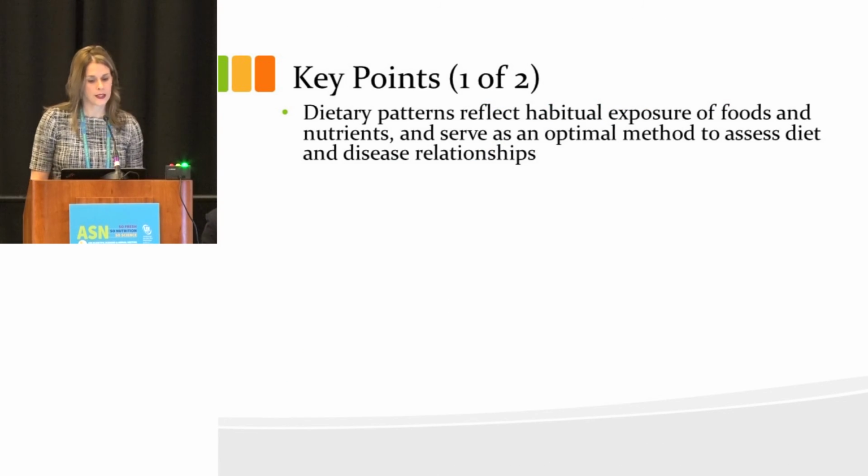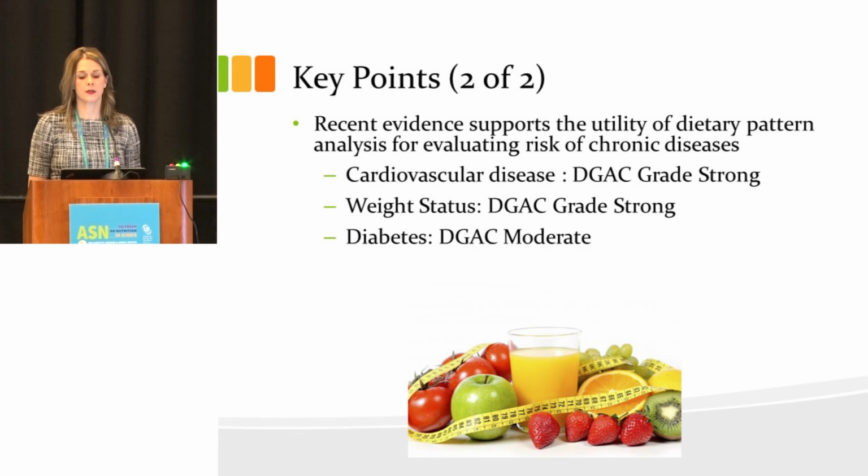So my key points: dietary patterns reflect habitual exposure to foods and nutrients, and I think therefore serve as an optimal method to assess diet and disease relationships. There's evidence to support the utility of dietary patterns for evaluating chronic diseases at this time, strong evidence for cardiovascular disease and weight status, and moderate evidence for type 2 diabetes.